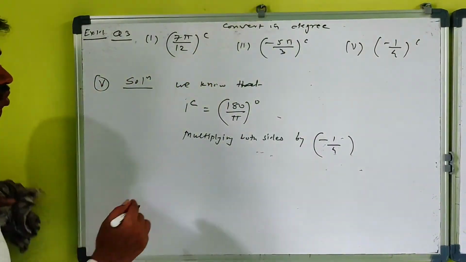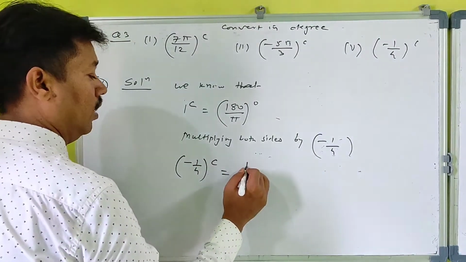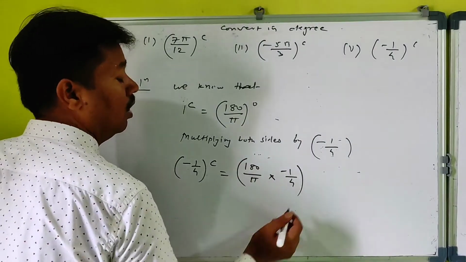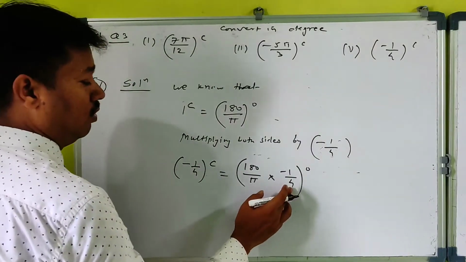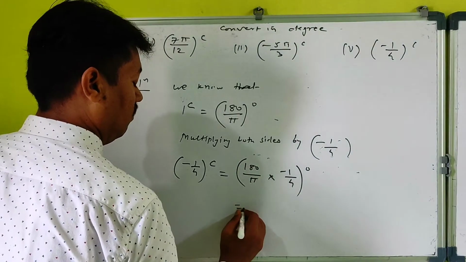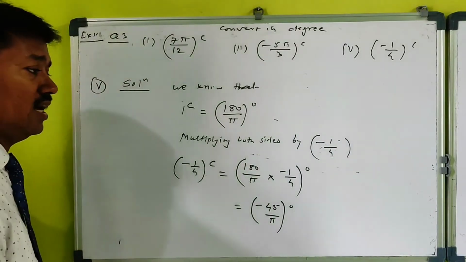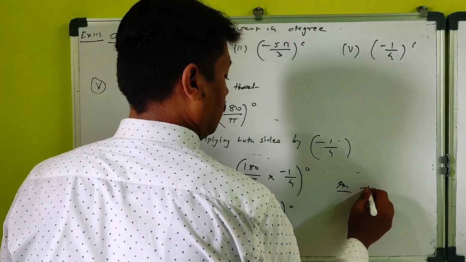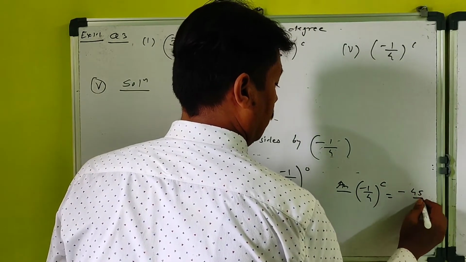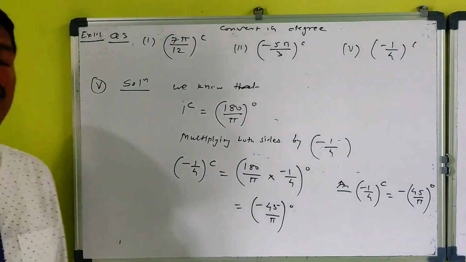So -1/4 दोनों को मल्टीप्लाई करेंगे तो -1/4 radian should be equal to what? 180 upon pi into -1/4. That becomes degree. Now 4 is multiply करने के बाद होगा 45, ये हो जाएगा कैंसिल करके 45. So it is -45 upon pi. That's the answer. So here the answer for this -1/4 radian is -45 upon pi degree. So that's the answer for this particular sum.